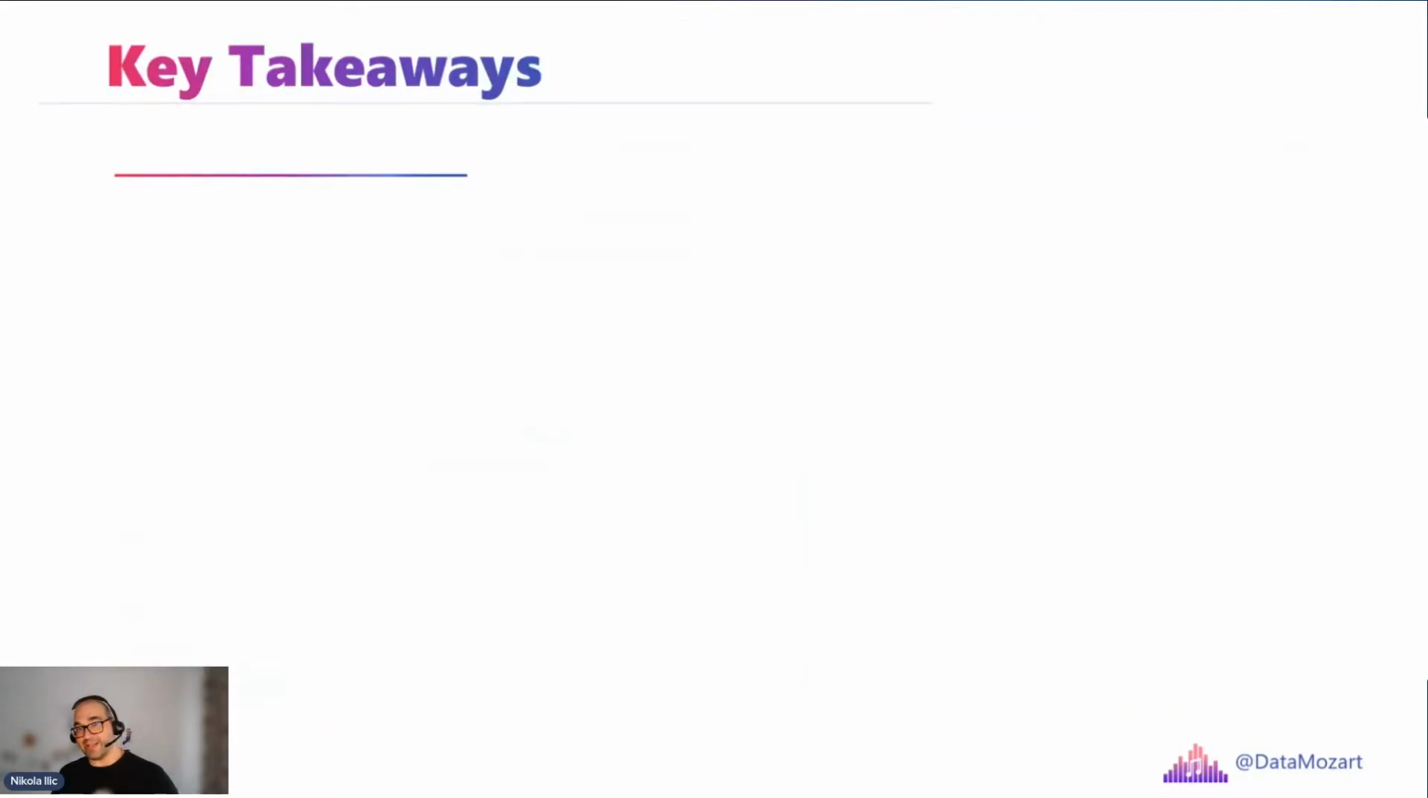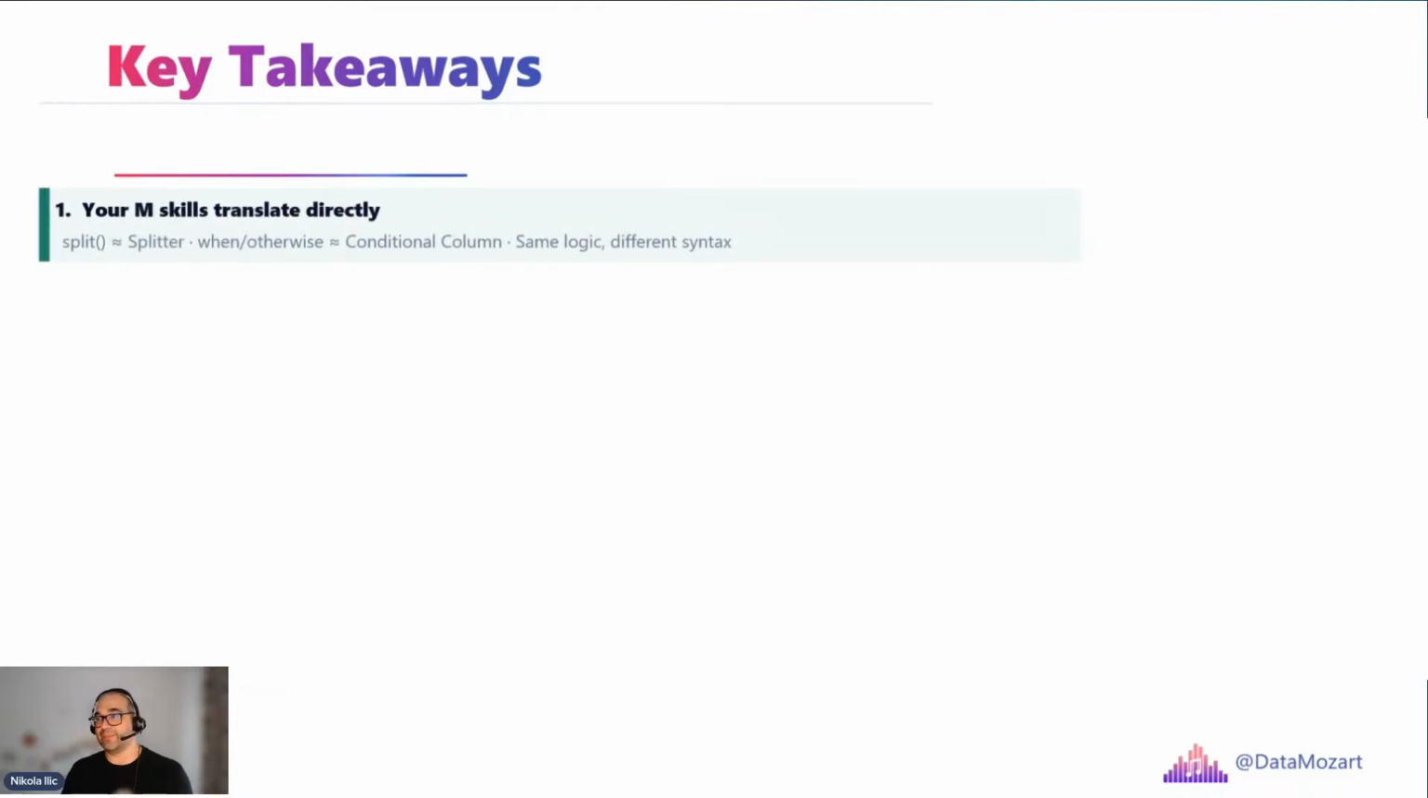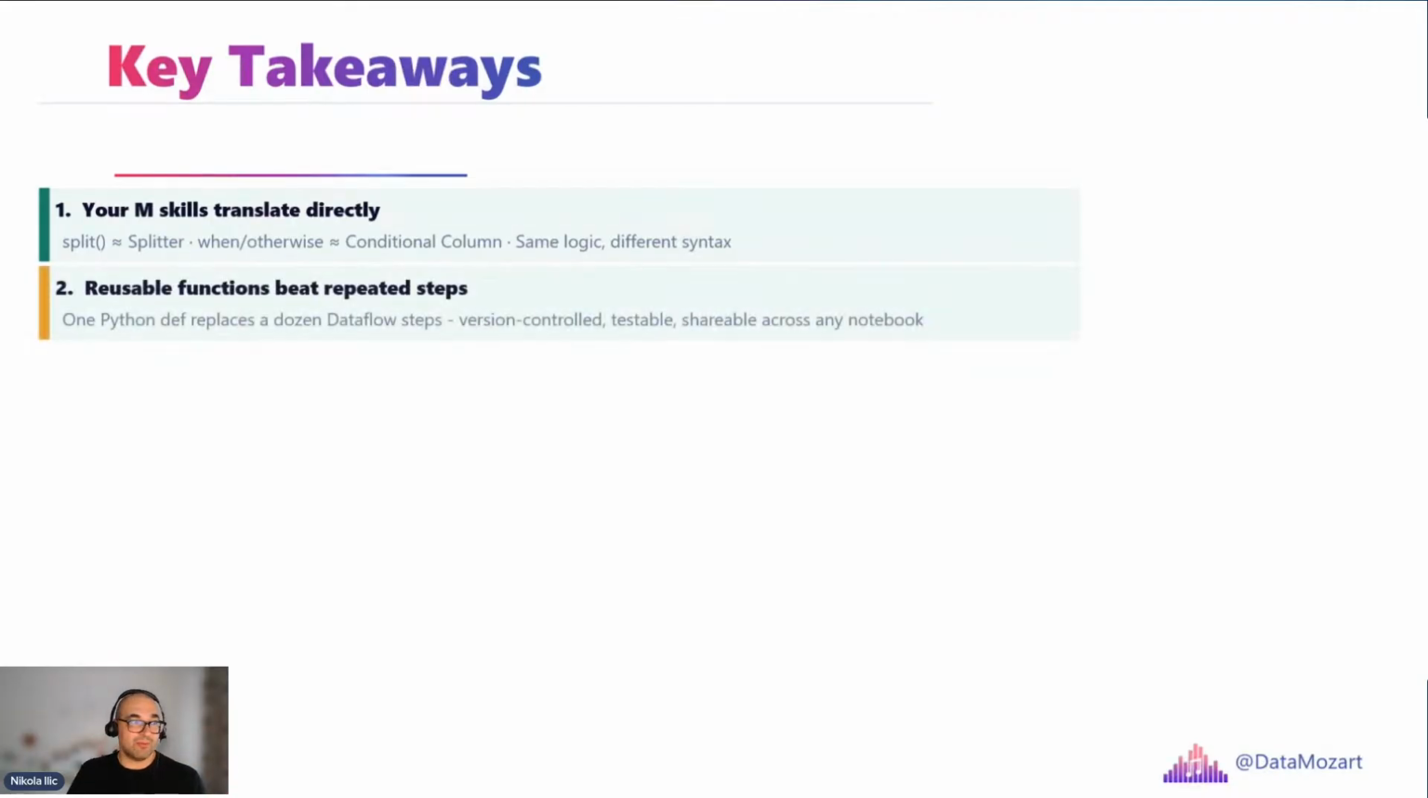Some of the key takeaways, I have five of them. First, your M skills translate directly. Remember, the split function in PySpark is the same concept as Split Column by Delimiter in Power Query, and when/otherwise is a conditional column. Same logic, just a different syntax. Second, reusable functions beat repeated steps. Remember when we created these helper functions for extracting text before and after the delimiter. One PySpark function replaces a dozen data flow steps, and it's version controlled, testable, and shareable across any notebook.